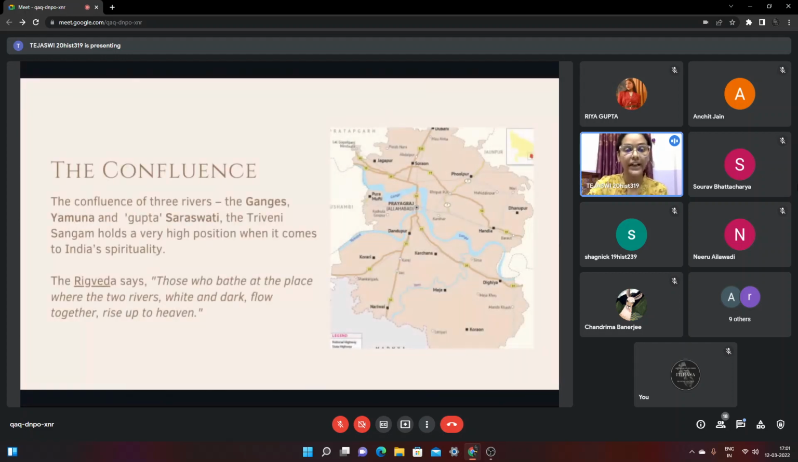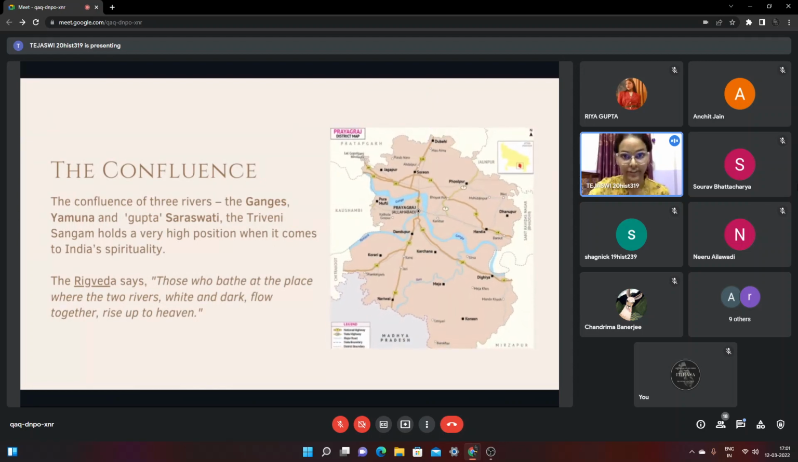But now we'll come to the historicity and other aspects of it. This is the district map of Prayagraj, if you can see my cursor. This is the place where Ganga and Yamuna meet, and also the mythical Saraswati, which is also called the Gupta Saraswati, because religiously it is said it is there, but there are no traces of any other river other than Ganga and Yamuna. In Rig Veda, it is said that those who bathe at the place where the two rivers, white and dark, white for Ganga because its water is blue, and dark for Yamuna because its water is green in color, flow together, rise up to the heaven.